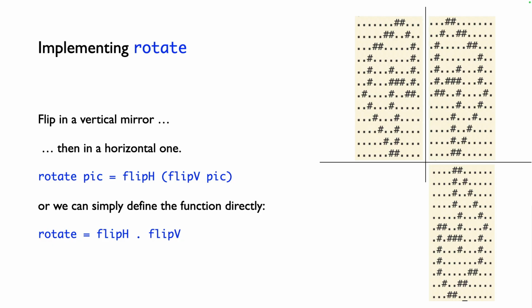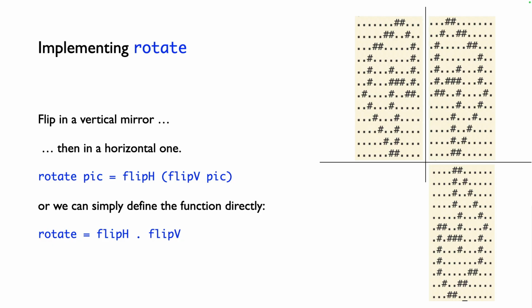What about implementing rotation? What we do there is we first flip in a vertical mirror, and then we flip in a horizontal one. And so we write that rotate applied to pic is flip H applied to flip V of pic. So that's saying first apply flip V, then apply flip H. And we can write that directly. Rotate is flip H composed with flip V.